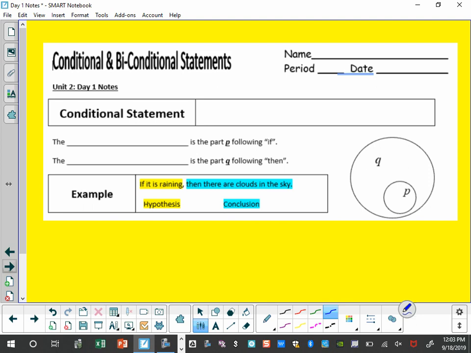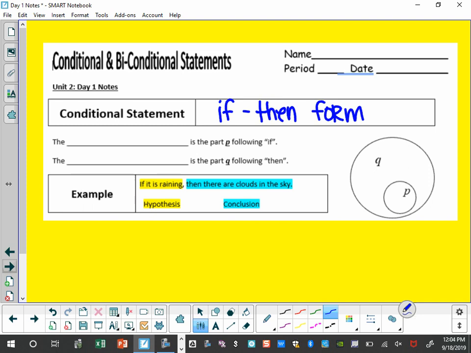All right, conditional and biconditional statements. Your conditional statement, which is basically the original statement, is always going to be in if-then form. An if-then statement. If you do your homework, then you will do well on your test. That's a conditional statement.